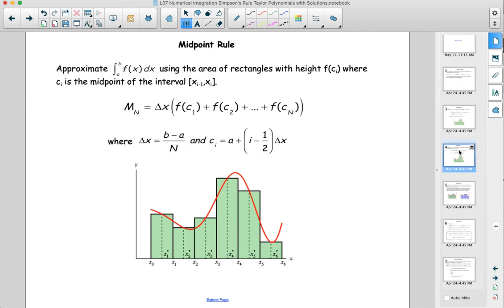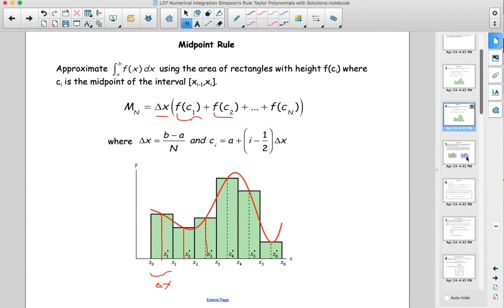The midpoint rule was the other one we looked at. So here's our rectangle. We're going to use this midpoint right here. I'm going to call that C1. The midpoint of this one C2. The midpoint of that one C3. And in our heights, delta x is going to be the width. And let's call the height of this rectangle f at C1, f at C2, and so on. So each one of these heights has to be multiplied by the width, and that gave us that formula.